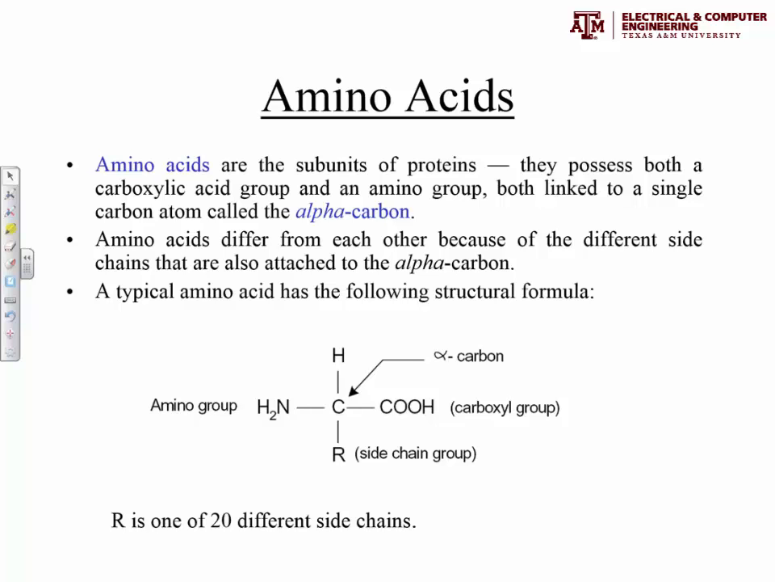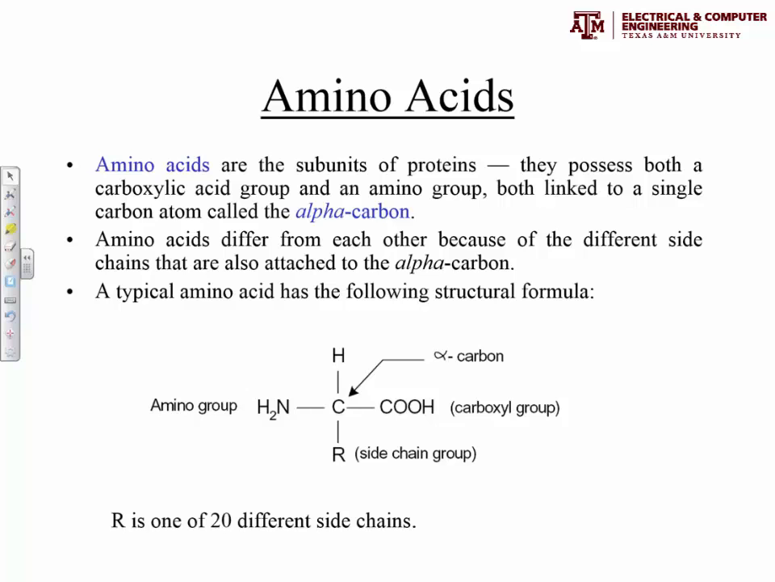So amino acids are the subunits of proteins. They possess both a carboxylic acid group and an amino group, both linked to a single carbon atom called the alpha carbon. Amino acids differ from each other because of the different side chains, these R's, that are also attached to the alpha carbon. And a typical amino acid has the following structural formula, right?